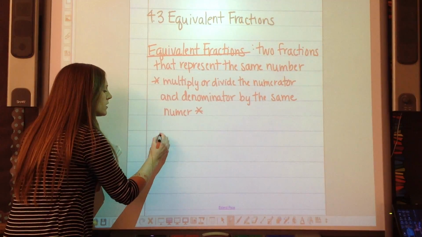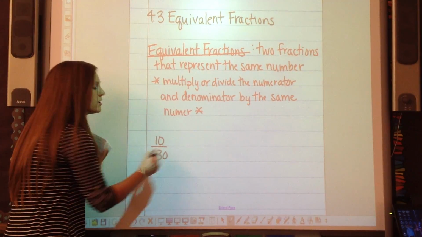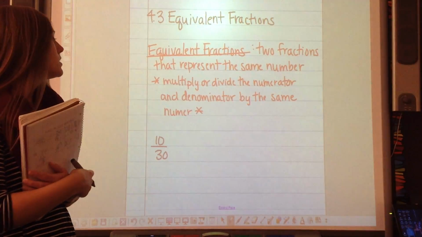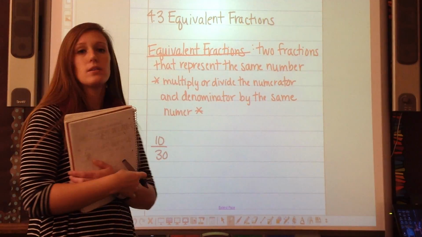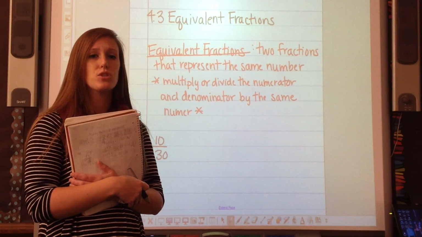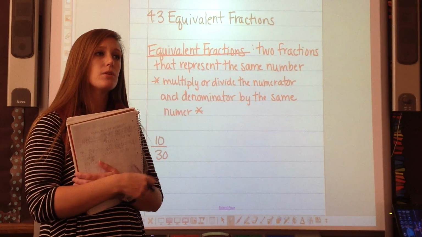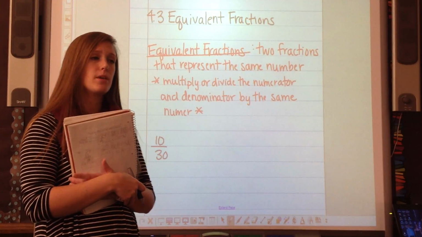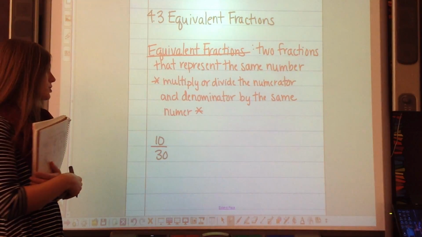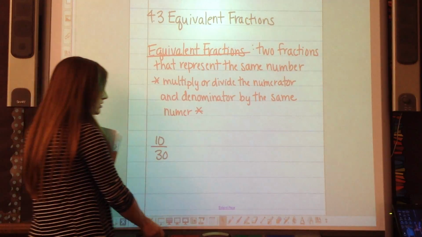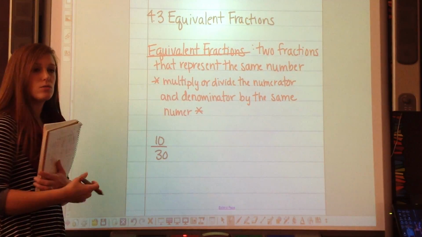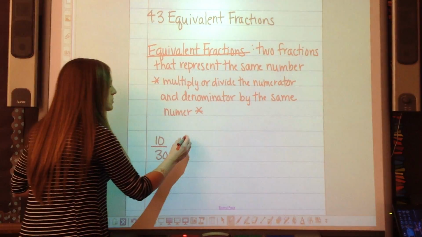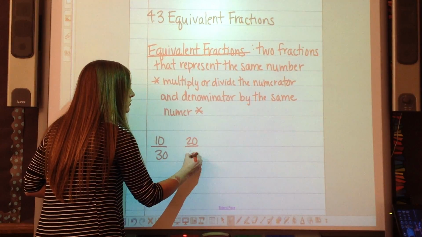So let's say we have a fraction, 10 over 30. There is an infinite amount of ways to do this. You're going to either pick multiplication or division, and you're going to multiply the numerator and denominator by the same thing. So maybe I pick multiplication. I'm going to multiply the numerator and denominator by 2. You always have to do the same thing. You can't pick two different things. So when I multiply by 2, I get 20 over 60.